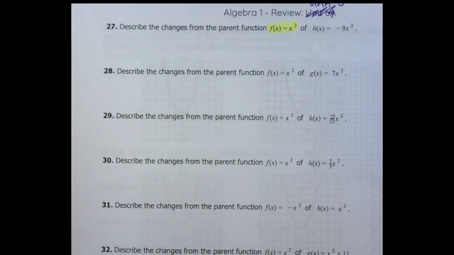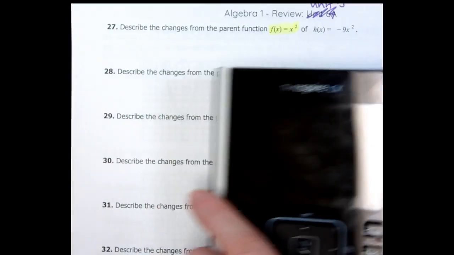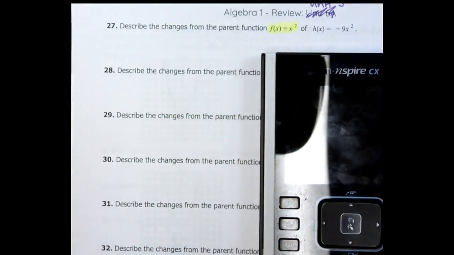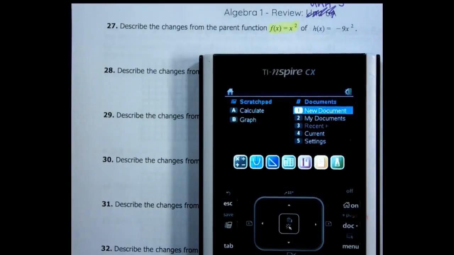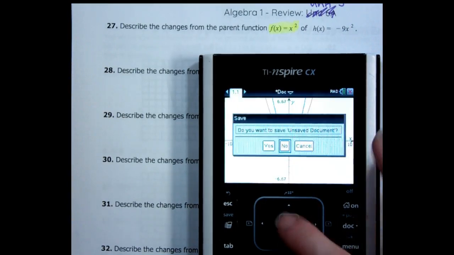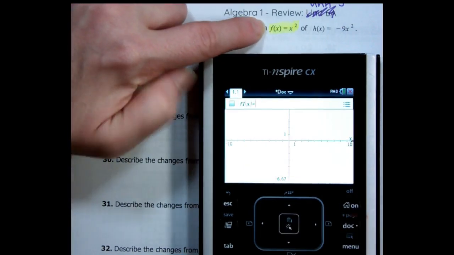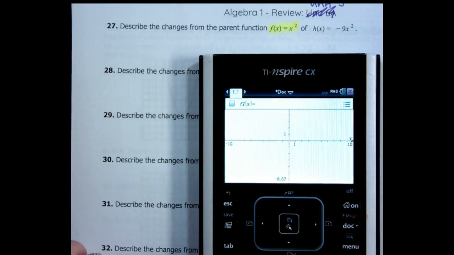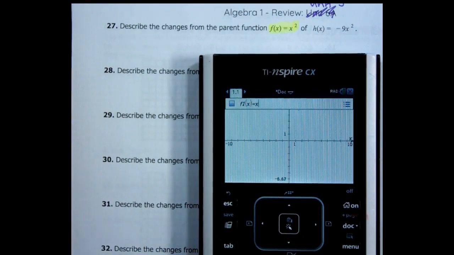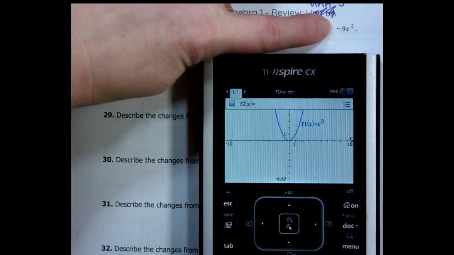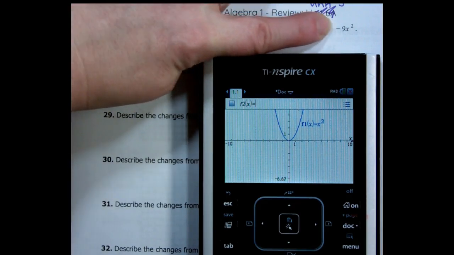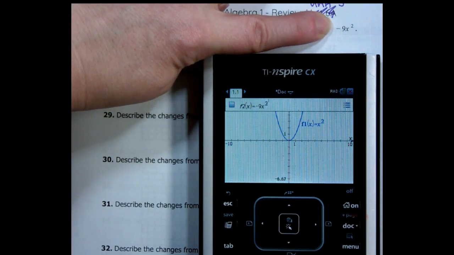Way number 1 would be to graph it. So option number 1 is I can go to New Document, Don't Save, Add a Graph. I always want to start with the parent function, so the first thing I'm going to graph is x squared. Enter. So this is my original. And then I hit tab, and now I'm going to type in the new one. So I start after the equal sign, so I'm going to start with the negative 9x squared. Enter.